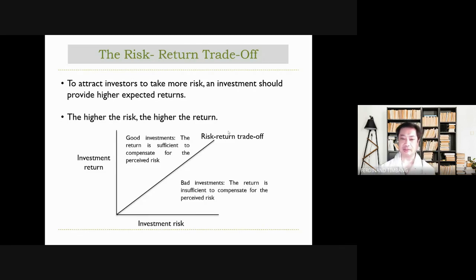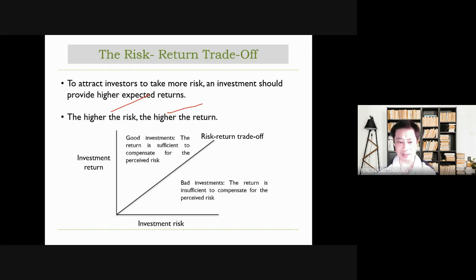Now for the risk-return trade-off, to attract investors to take more risk, an investment should provide higher expected returns. No? So kaya sinasabi natin, the higher the risk, the higher the return. But sometimes, this statement is actually wrong. Kasi the higher the risk, the higher the return daw. But even if it has a higher risk, it is possible that there is a higher loss.